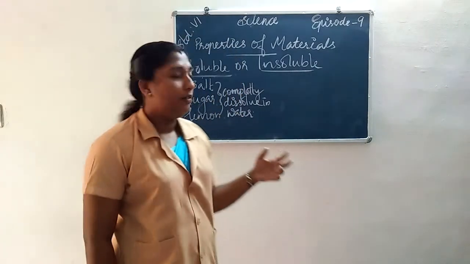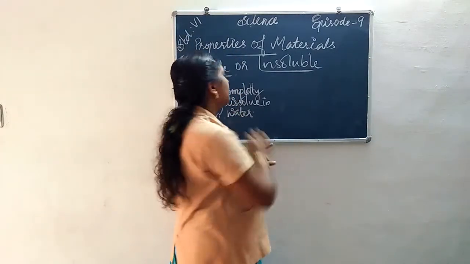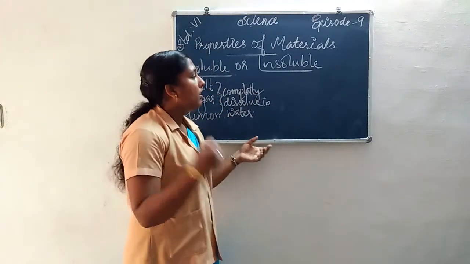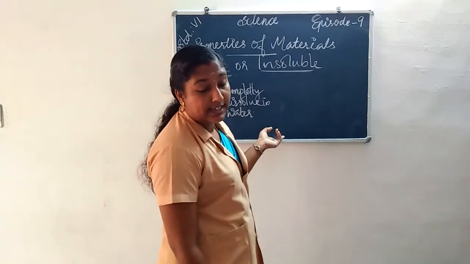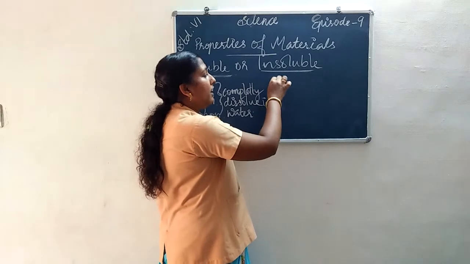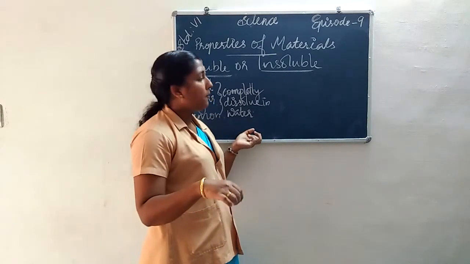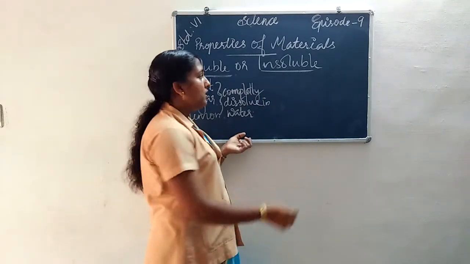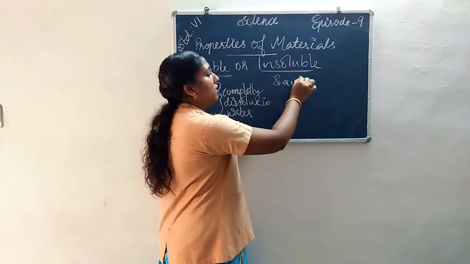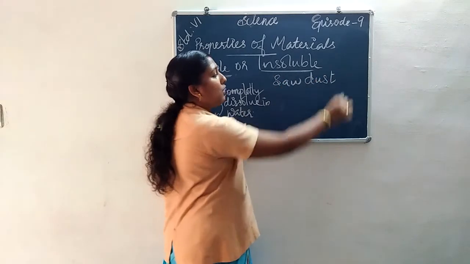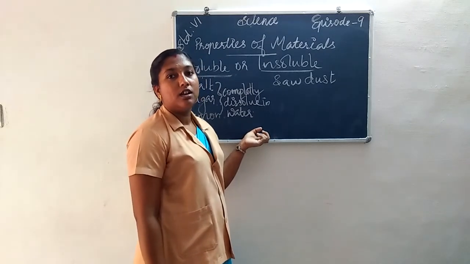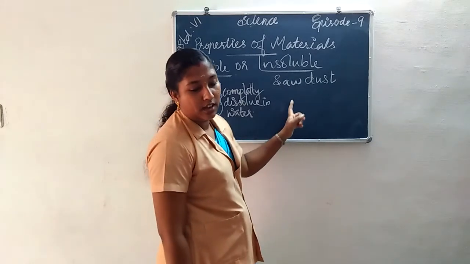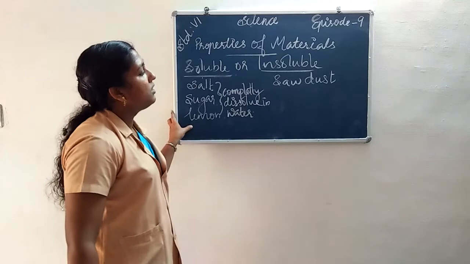Then another example. If we take a beaker filled with water, then I add some sawdust into the beaker and mix it with water. We can see that the sawdust becomes separated from the water. So sawdust is an example for insoluble substances.